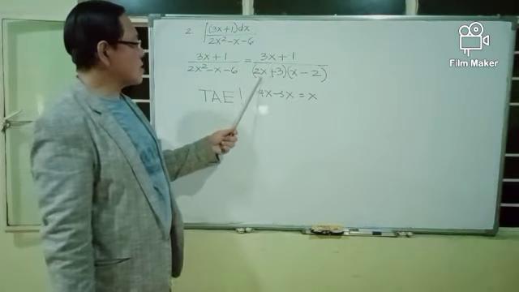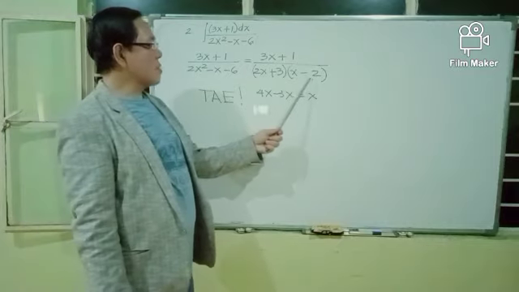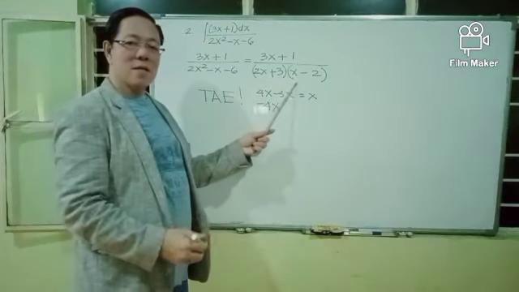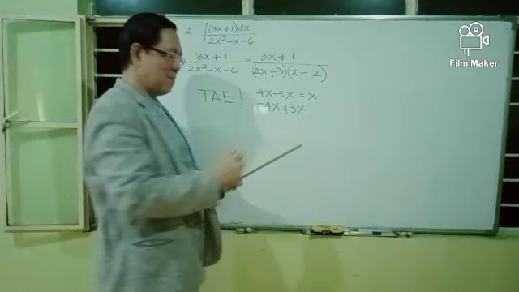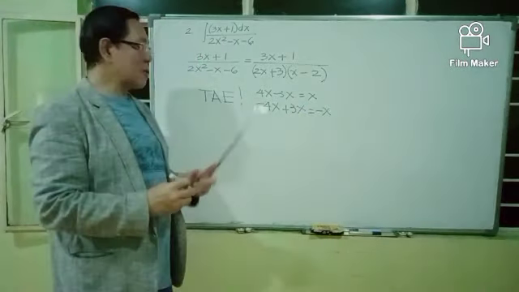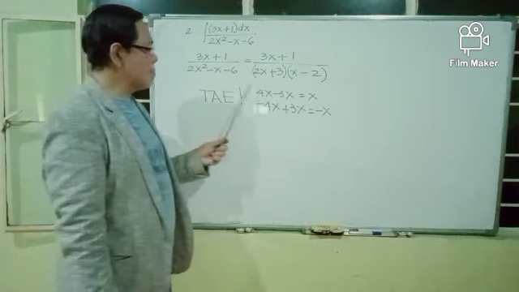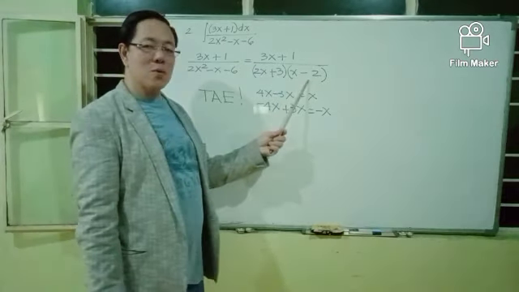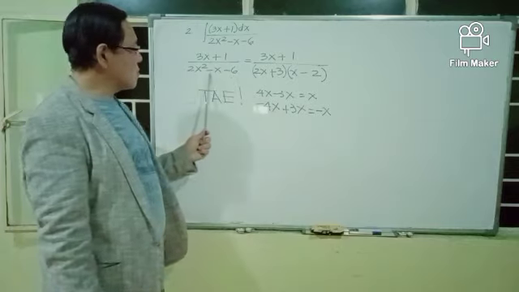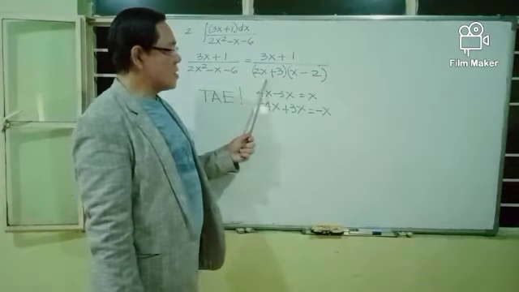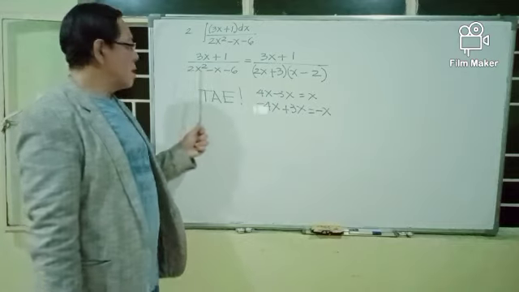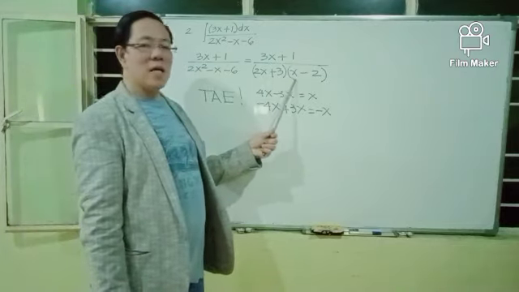Now we check again, 2x times x is 2x². 2x times negative 2 is negative 4x. And 3 times x is 3x. And −4x plus 3x is negative x, which is the middle term of the quadratic expression. And finally, positive 3 times negative 2 is negative 6. Hence, we get all the terms of the quadratic expression correct. Therefore, the factors of 2x² − x − 6 are 2x + 3 and x − 2.